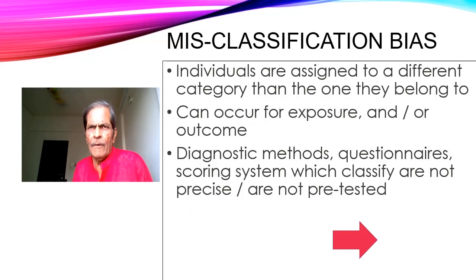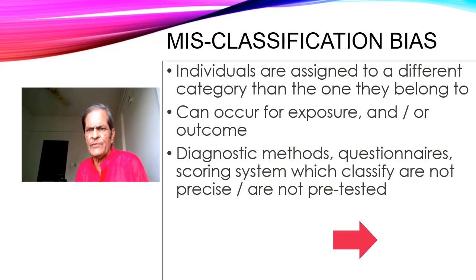The first among those is the misclassification bias. When individuals are assigned to a different category than the one they actually belong to. While you are making the study on a particular group of participants, you may be dividing them into groups and subgroups. The groups may be done for the purpose of further analysis, and if that method of grouping and subgrouping is improper, then the misclassification bias is said to have occurred. So individuals are here assigned to a different category than the one they belong to.